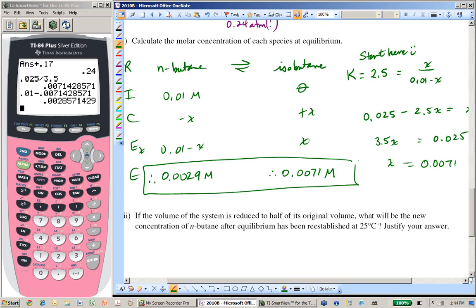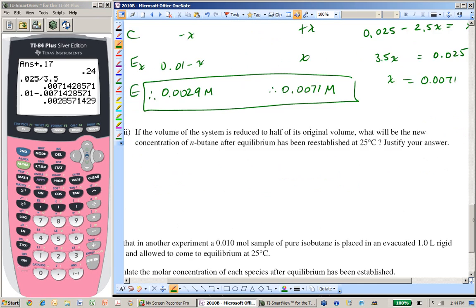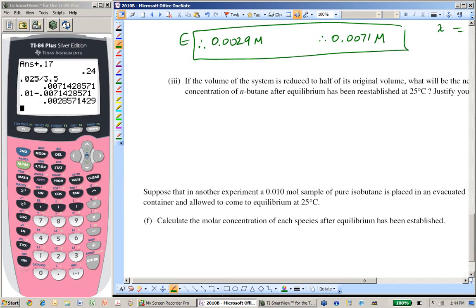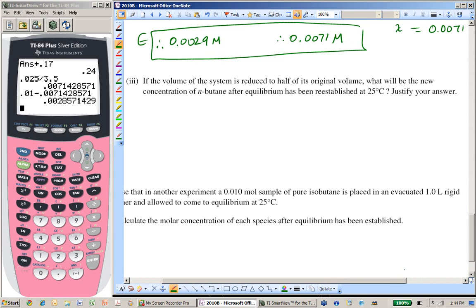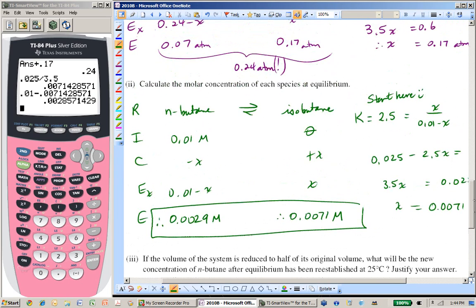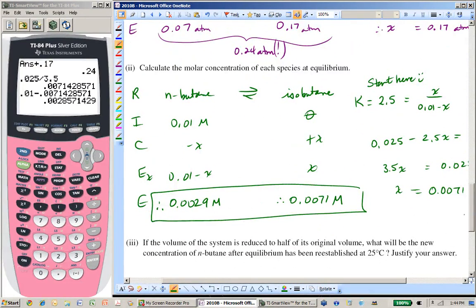All right. And then the final question, oh, maybe it's not the final question. And this is a marathon. All right, so if the volume of the system is reduced to half of its original volume, what will be the new concentration of N-butane after equilibrium has been reestablished at 25 degrees Celsius? Okay, so you're going to cut my volume in half. I'm working in Kc, so if you cut my volume in half, it's twice as concentrated. So which critter am I talking about? N-butane. And N-butane is this one.